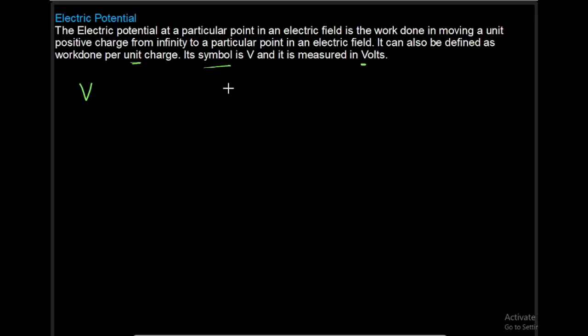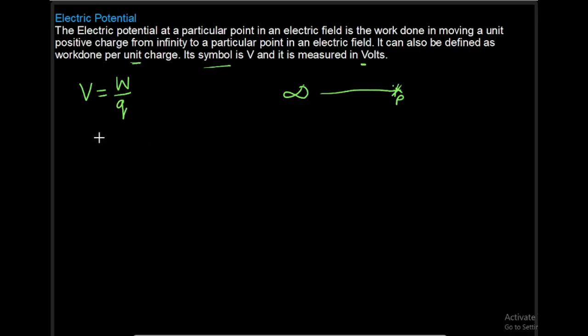Now, when we talk about electric potential, it is the work done in moving a unit positive charge from infinity. All right, so we are looking at from infinity to a particular point. You can say this is the point P in an electric field. Work done in moving a charge from infinity to a particular point in an electric field, that's what we refer to as electric potential. I will say it can also be defined as work done per unit charge. Don't forget the symbol is V, and then electric potential is measured in volts. So mathematically, we can have the electric potential is equal to work done over charge. This is our equation for electric potential.